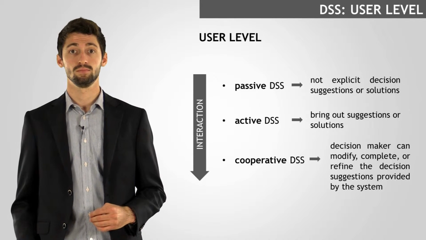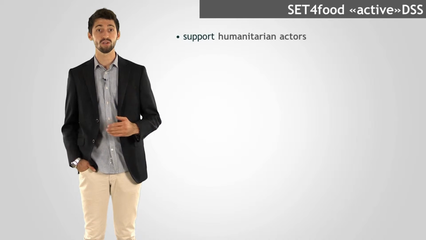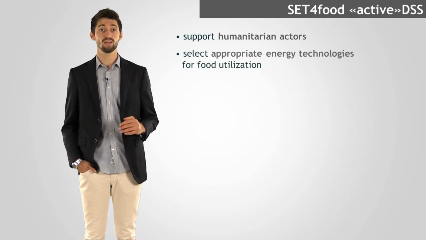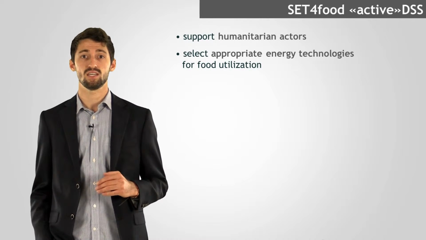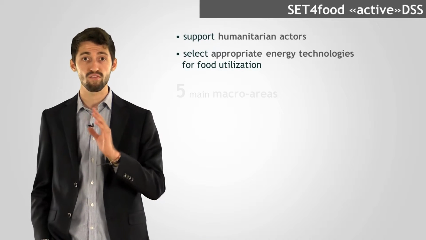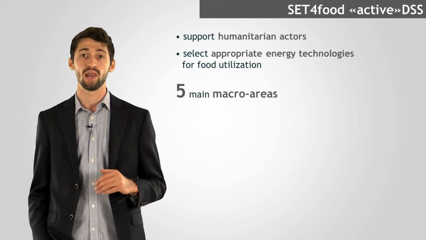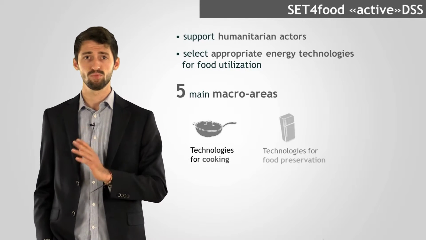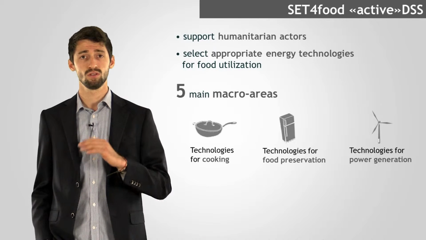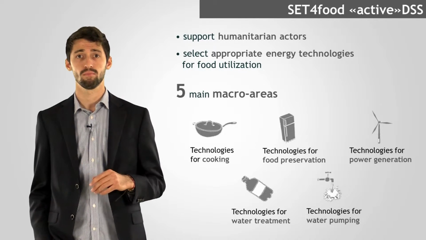In the Set for Food project, the DSS aims at supporting humanitarian actors to select appropriate energy technologies for food utilization in temporary, quasi-permanent, permanent camps, or informal settlements. It is an active DSS and focuses on all the 5 main macro areas related to food utilization: technologies for cooking, food preservation, power generation, water treatment, and water pumping.